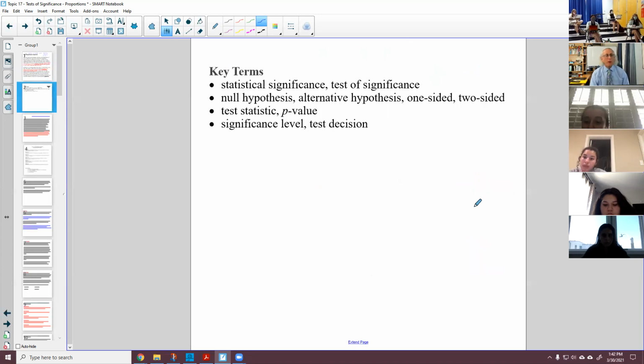Here are some of the things we're going to learn about. We're going to learn about statistical significance. We're going to learn about tests of significance. That's the title of the chapter. We're going to learn about something called the null hypothesis and something called an alternative hypothesis. And we're going to have one-sided and two-sided of those. We're going to have a thing called a test statistic. And what will probably come up most frequently in your after-stats life is this thing called a p-value. We're going to learn what a p-value is. And then we'll learn about significance levels and test decisions.